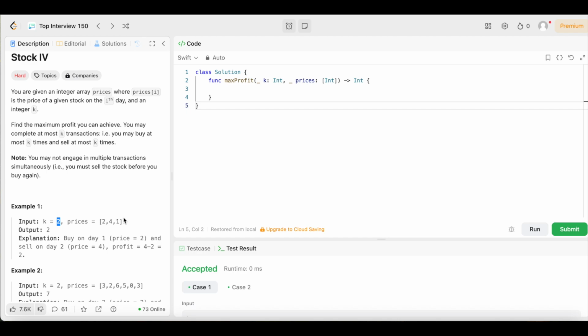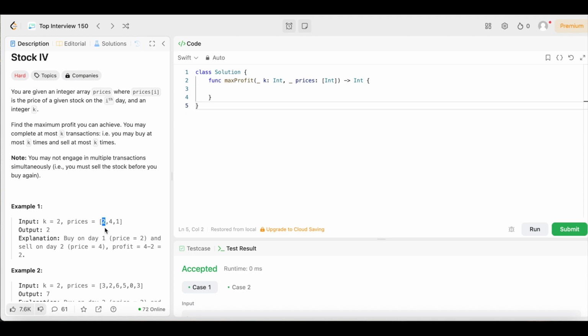So in this case, also, each index starts on day 1. So index 0 is not day 0. Index 0 represents day 1. So when it says buy on day 1, they're talking about index 0, but each index represents a new day. So in this case, index 0 would be day 1, right?